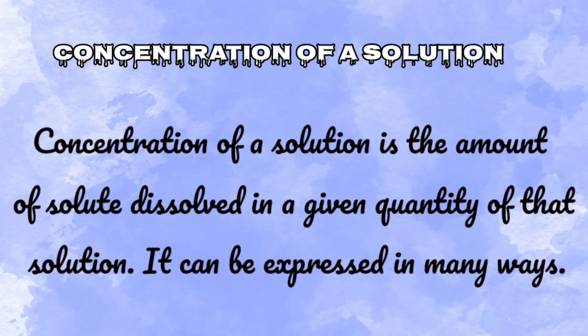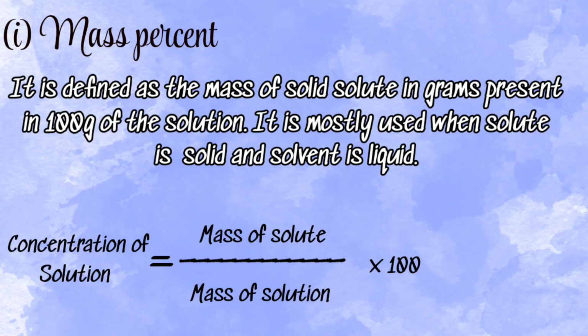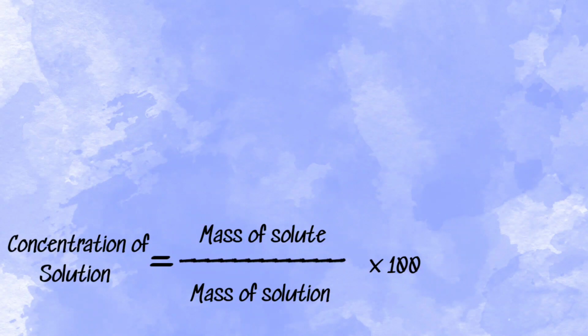Concentration of a solution. It is the amount of solute dissolved in a given quantity of that solution. It can be expressed in many ways. 1. Mass percent. It is defined as the mass of the solid solute in grams present in 100 grams of the solution. It is mostly used when solute is solid and solvent is liquid. Concentration of solution = mass of solute / mass of solution × 100.